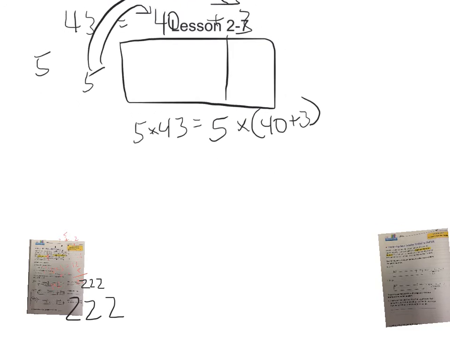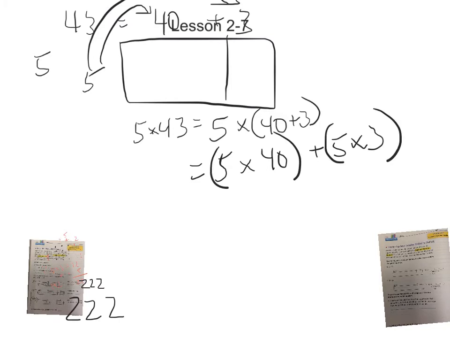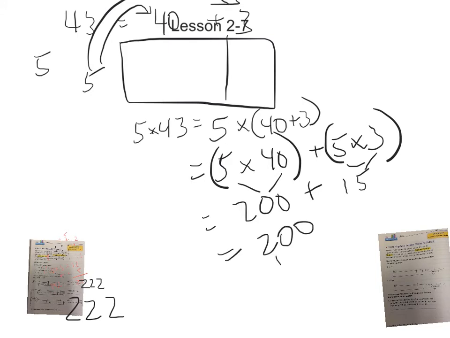Okay. Then what we would do is we would do 5 times 40 plus 5 times 3. And I'm going to put these in parentheses because you always do what's in parentheses first. Then we get our answers. We get 5 times 40 is 200, plus 5 times 3 is 15. Add the two together, you get 200 plus 15, gives you 215. So that's the algebraic notation method.